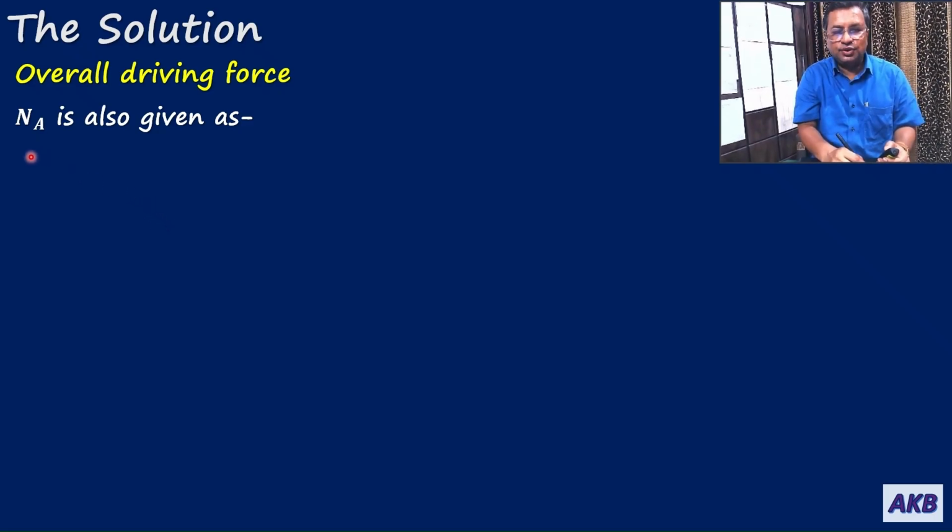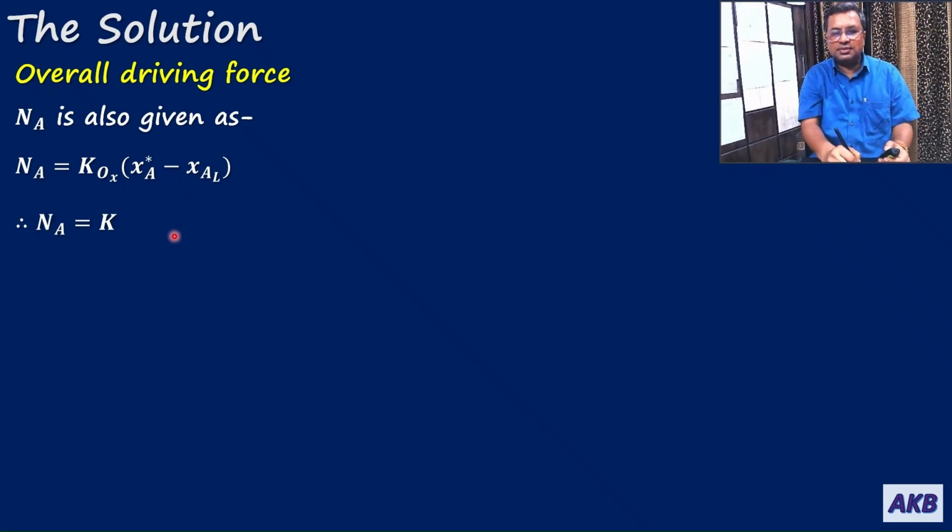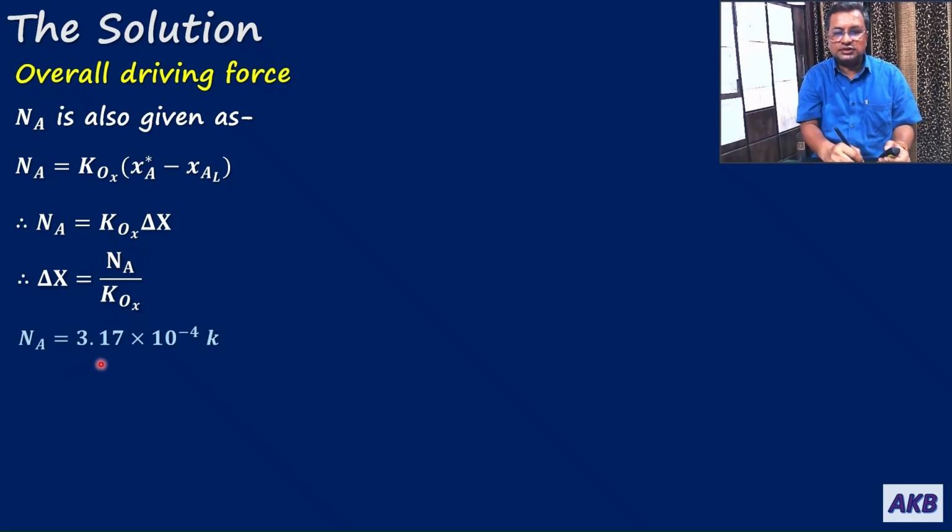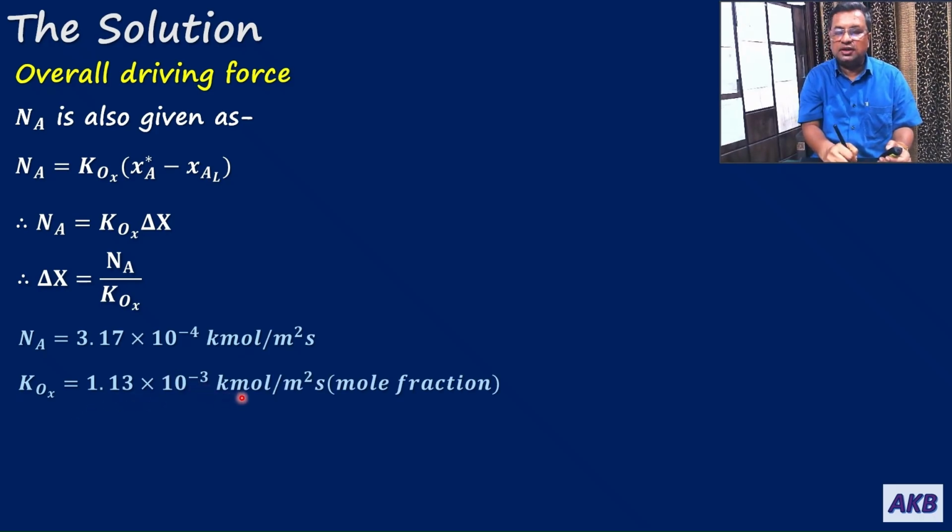So for that, we are going to use the equation for Na in this way. Na is equal to Kox into XA star minus XAL. So in this case, XA star minus XAL is the overall driving force in terms of liquid phase concentrations. So from this equation, delta X is Na upon Kox. Na is known to us, it is 3.17 into 10 to the power minus 4 kilomole per meter square per second. Kox is 1.13 into 10 to the power minus 3 kilomole per meter square per second per mole fraction.